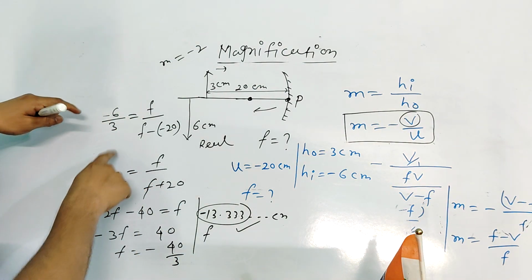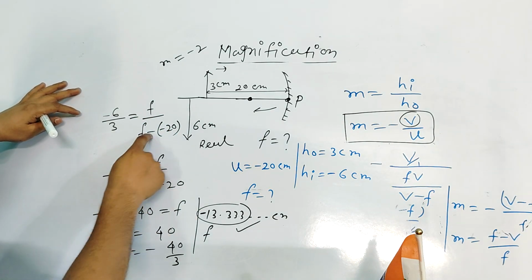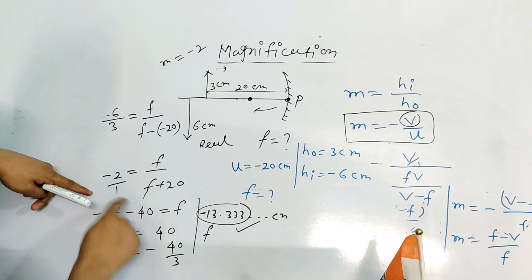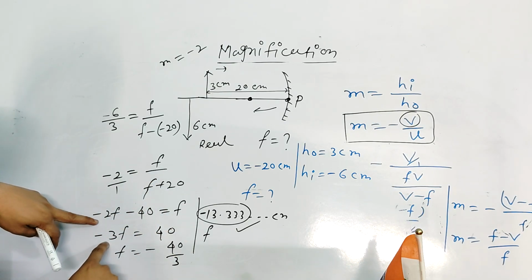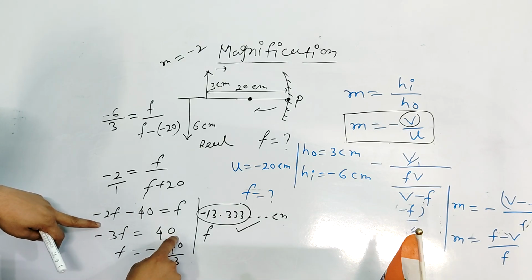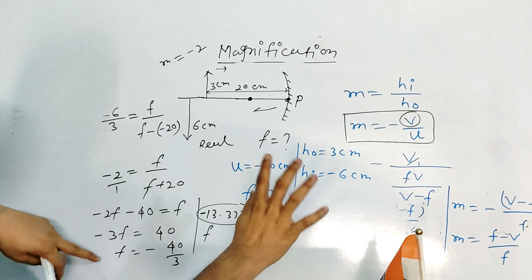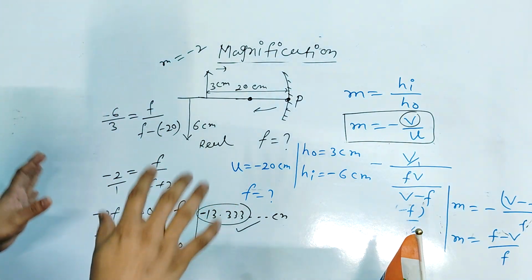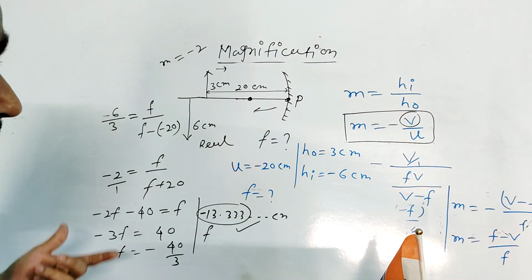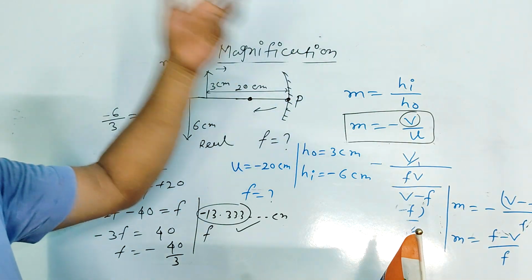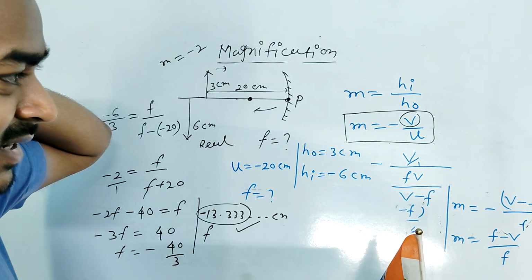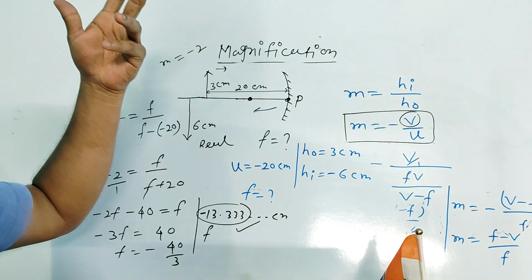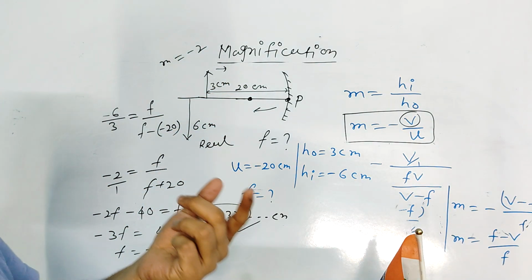So check the calculation: it is minus 2, f, we have to find f, it is plus 20. Now cross multiply: minus 2f minus 40 equals f. Shift this one here: minus 2f minus f is minus 3f, and 40 becomes plus 40, so f equals minus 40 by 3, minus 13 point something. This is one of the mathematical questions. Sometimes object distance and image distance are given, and we can do it easily. If we know f and they ask us to find the image distance, we have to find v.